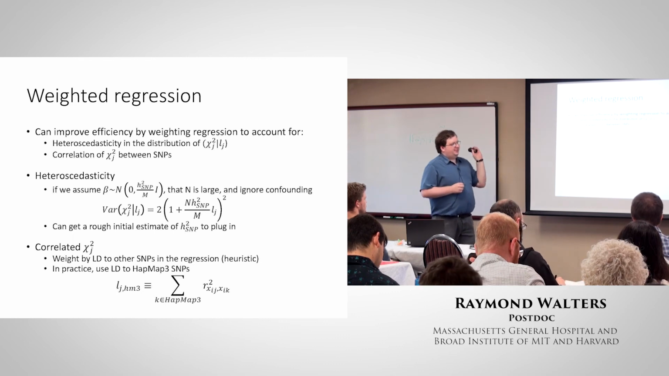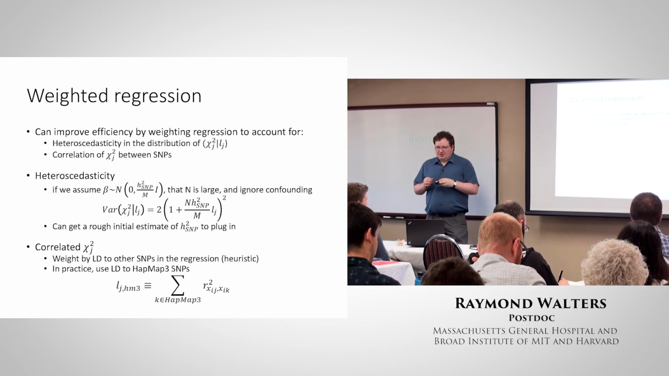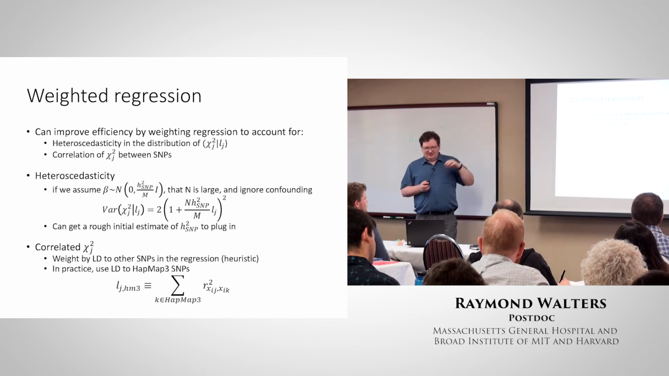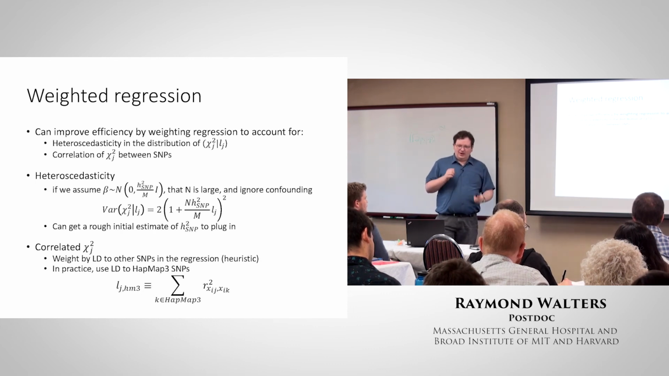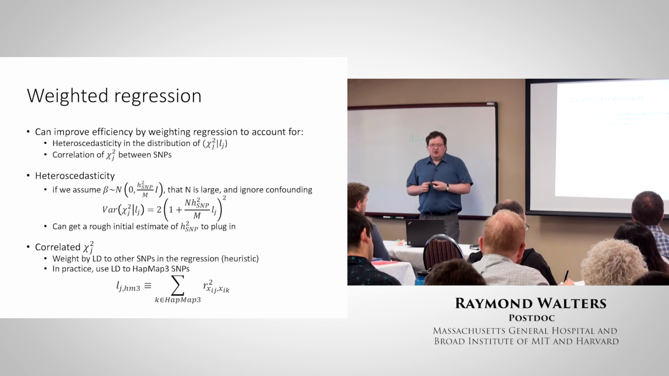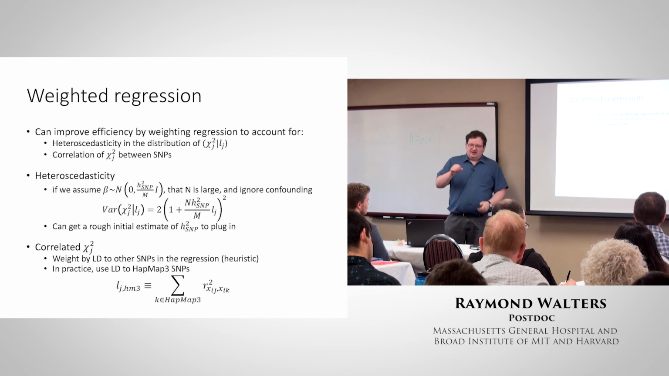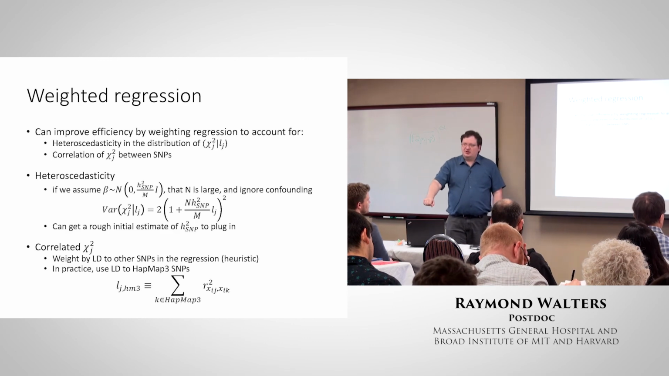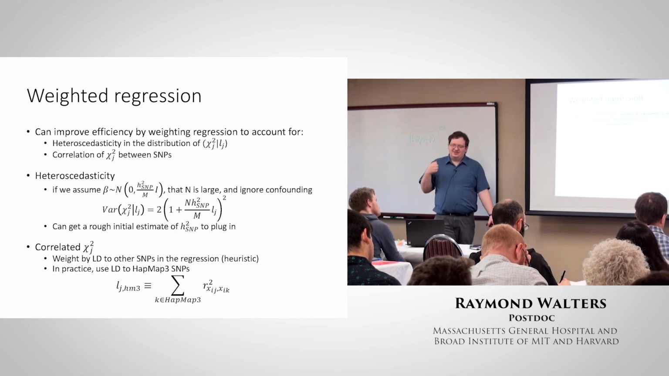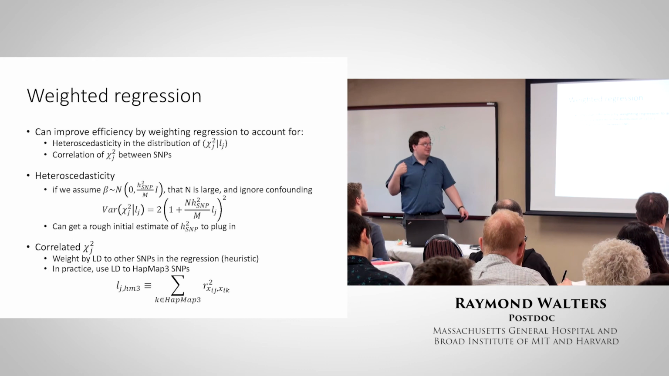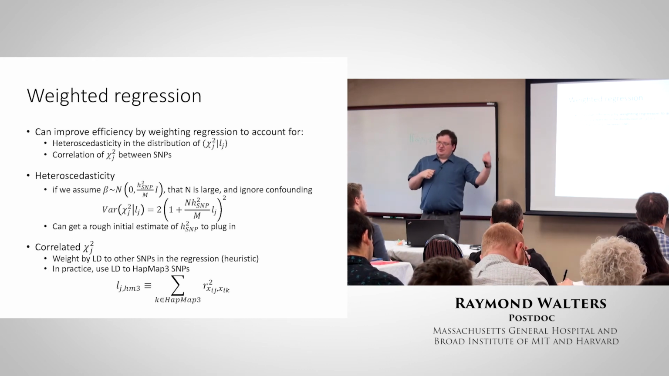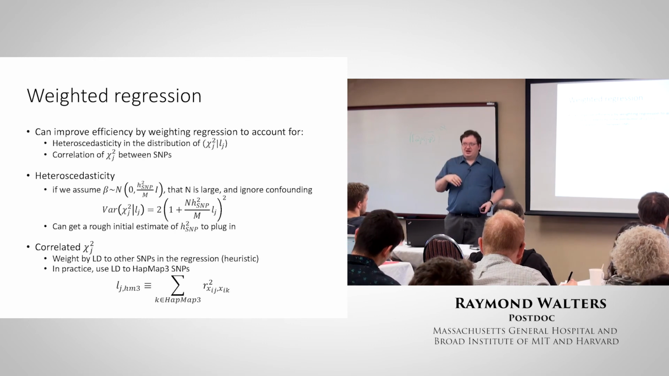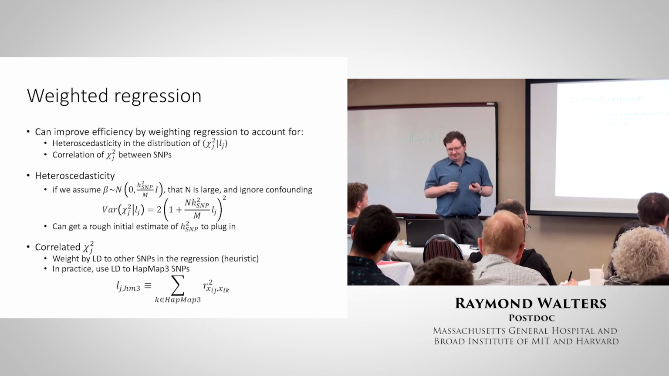Okay, other nuances in actually doing this. Thus far, we've made no distributional assumptions. We've only talked about moments. But we can imagine a couple of places where weighting the regression would be useful. One is that we've talked about the expectation of chi-square scaling with LD score, but also the variance of the chi-square statistic is going to scale with the LD score. This was somewhat evident on the plots I showed you earlier and becomes more evident as you look at not binned LD scores.